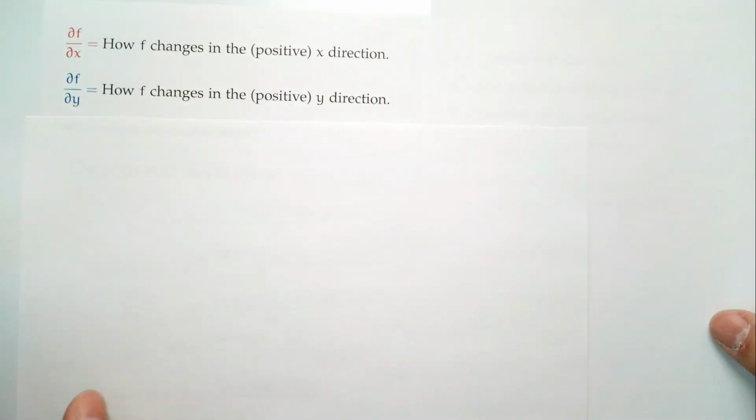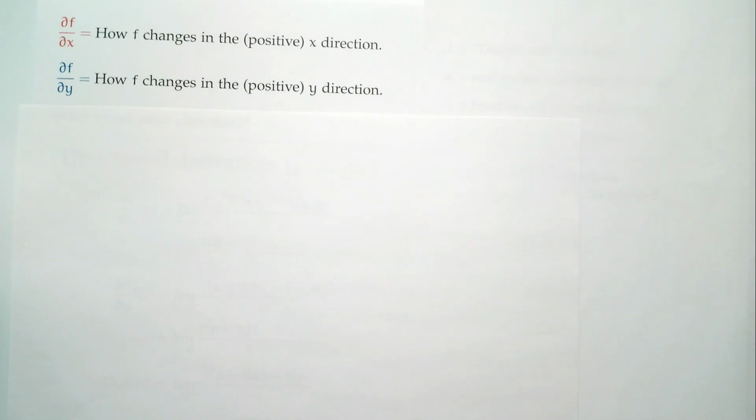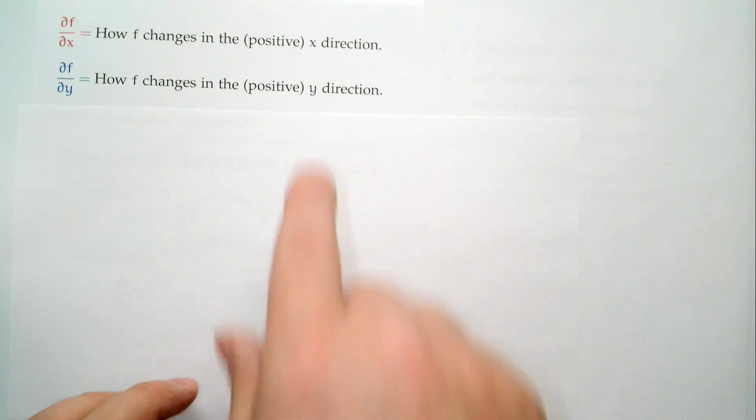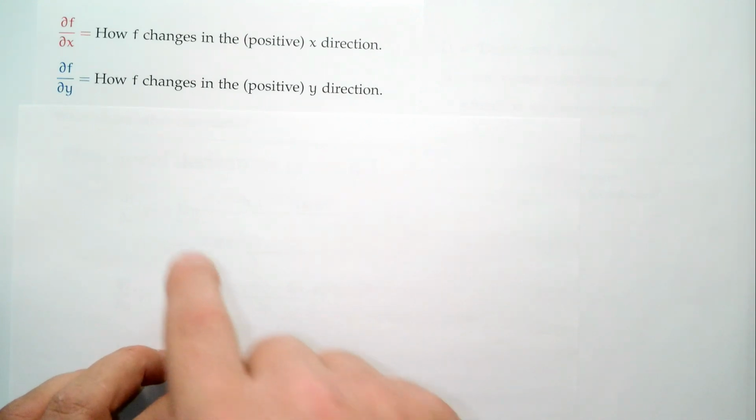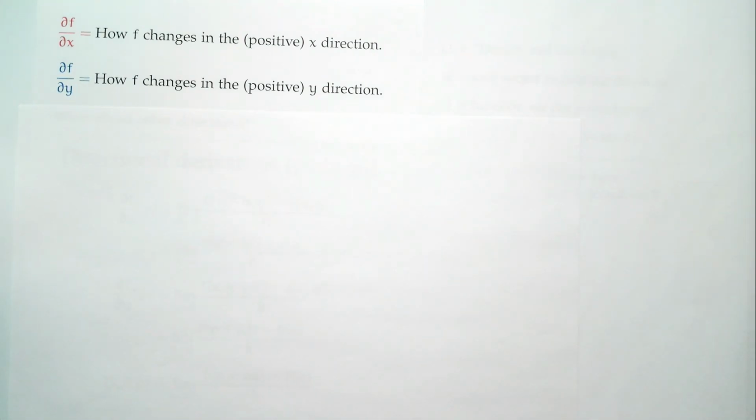But let's go back to our partial derivatives. So how do we think of our partial derivatives? So we have this partial f, partial x, and partial f, partial y. So when I'm at a particular point and I evaluate the partial derivative, I get a number. What's that number? We can think of it as how the function changes in the x direction, if I'm taking the derivative with respect to x, or if I'm taking the derivative with respect to y, it's how the function changes in the y direction. More explicitly, it's in the positive x direction or in the positive y direction.